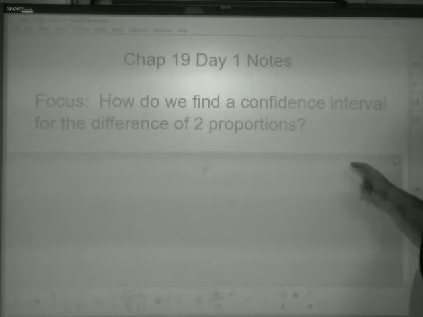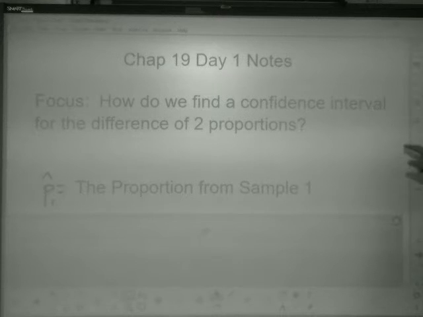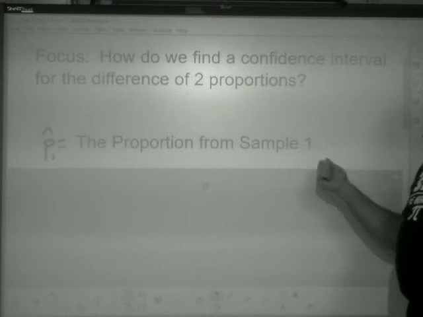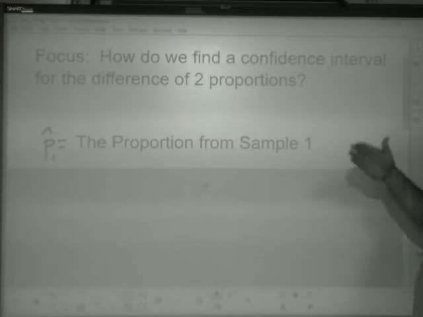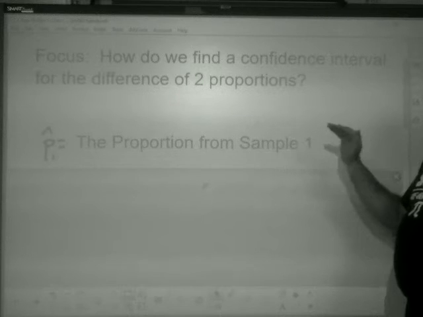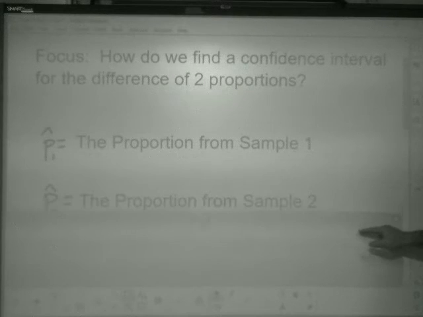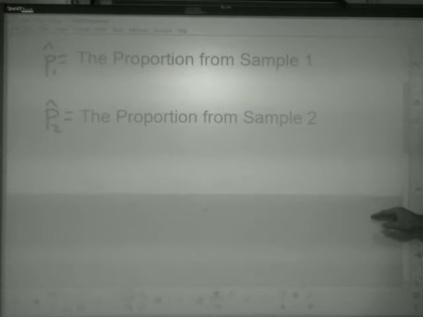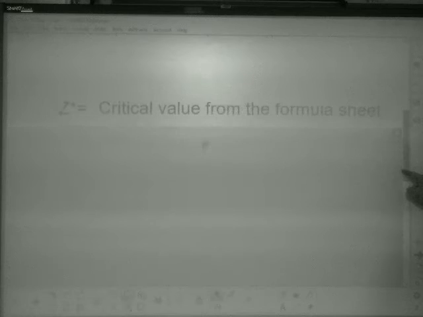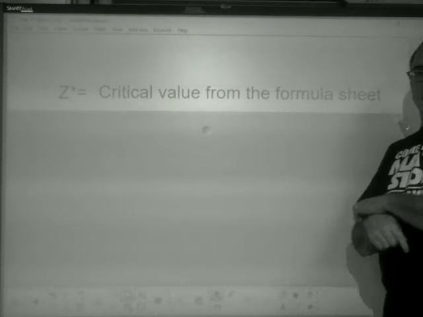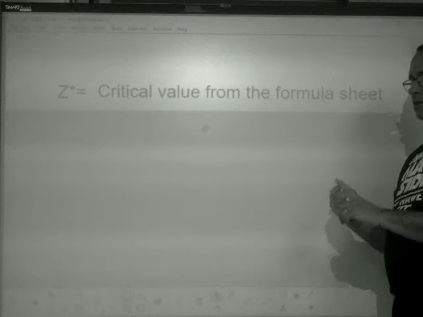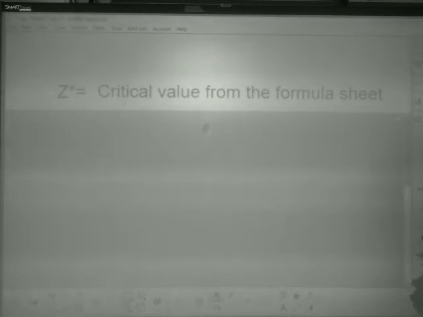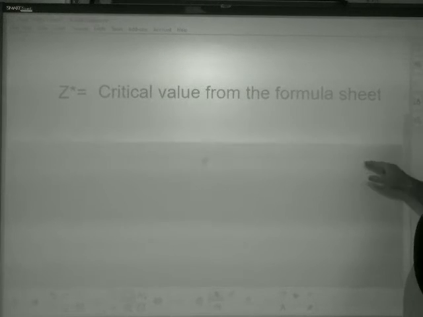So in order to accomplish this task, we have to have, again, some common vocabulary. So we're going to call P1 hat the proportion that we get from sample 1. So you take x divided by n for sample 1, and you're going to get a P1 hat. P2 hat is the proportion that we get from sample 2. And again, z star is still that critical value from the formula sheet. And again, it's usually like 1.960, 1.645, 2.576. It's that value we have, and again, it's on our formula sheet.